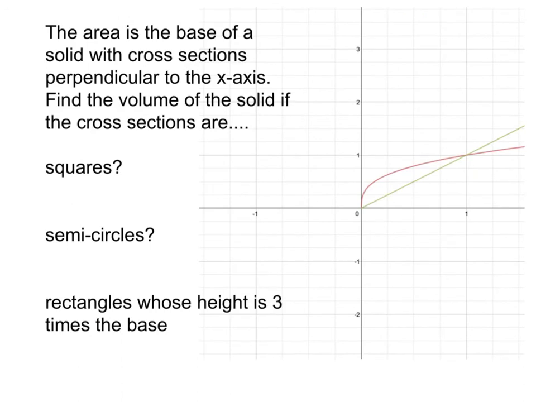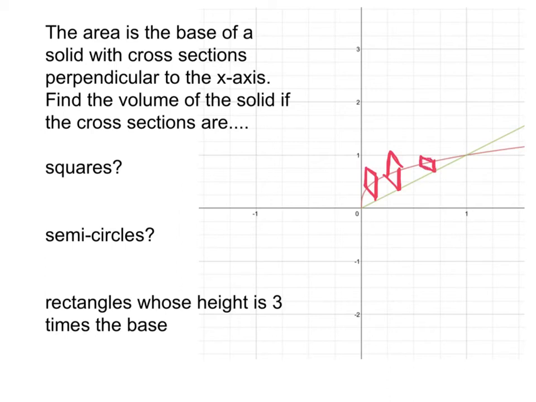Okay, now, the area is the base of a solid with cross-sections perpendicular to the x-axis. Find the volume if the cross-sections are squares. So what's being said here is that we're dropping a line down between the two functions, perpendicular to the x-axis, and then we're building up off of this little three-dimensional squares. This is my picture. It's hard to draw these with any real accurate representation, but they're supposed to be kind of coming off the page at you.